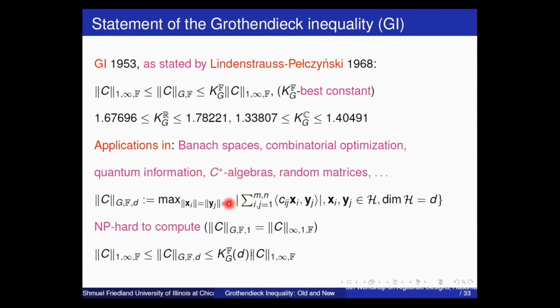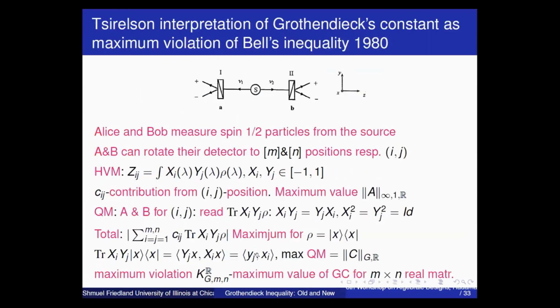Okay, so let's see. Let's say the wonderful connection was discovered by Tsirelson in 1980. He actually gave an interpretation of Grothendieck inequality as a maximum violation of the Bell inequality. So let's explain this briefly.